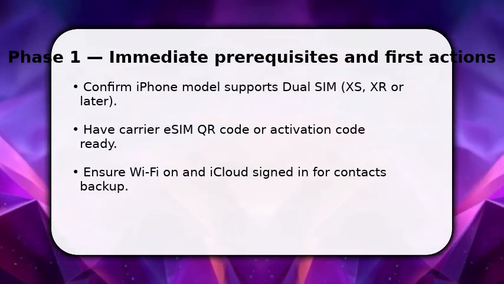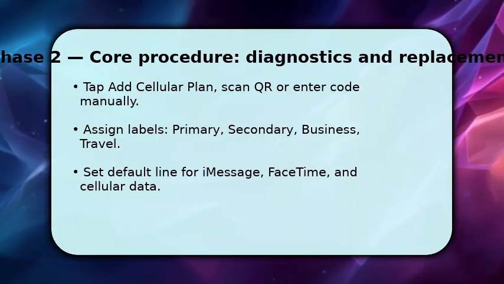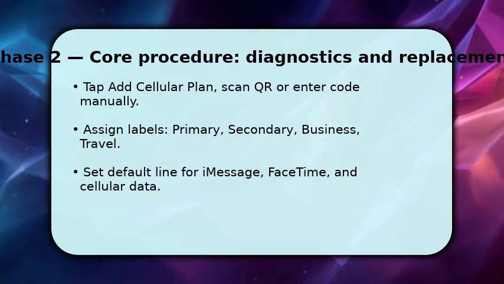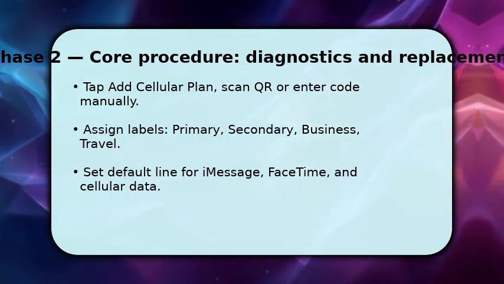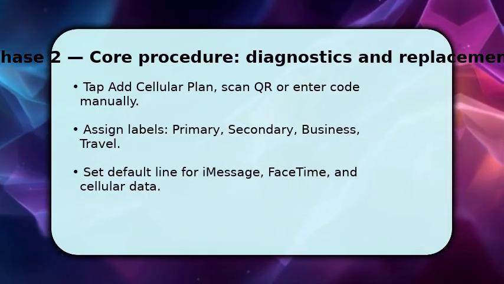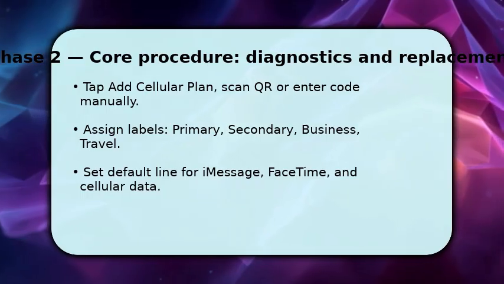You now configure each line so calls and data behave predictably. Tap Add Cellular Plan and scan the carrier QR. If needed, enter the activation code manually. After the eSIM appears, assign a clear label such as Primary, Business, or Travel to prevent confusion during calls.